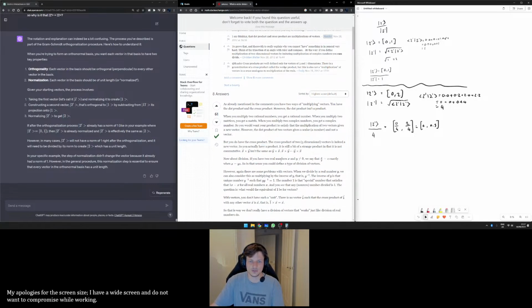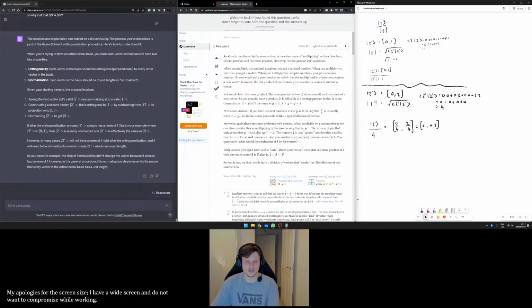Now about division. If you have two real numbers, x and y, where y does not equal 0, we say that x divided by y equals z exactly when x equals y times z. So in that sense, you could define a type of division of vectors. However, again, there are some problems with vectors. When we divide by a real number, we can also consider this as multiplying by the inverse of y, that is y to the negative 1. The inverse of y is that unique number y^-1 such that y times y^-1 equals 1. The number 1 is that special number that satisfies 1x equals x for all real numbers x.